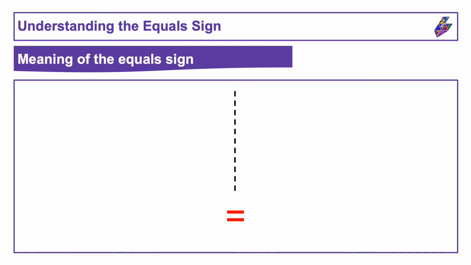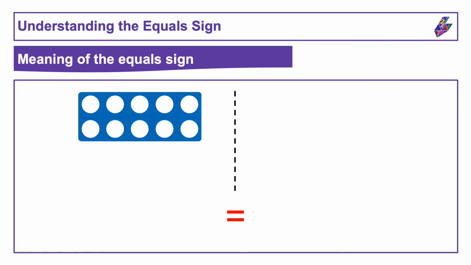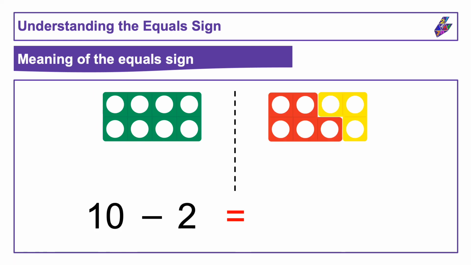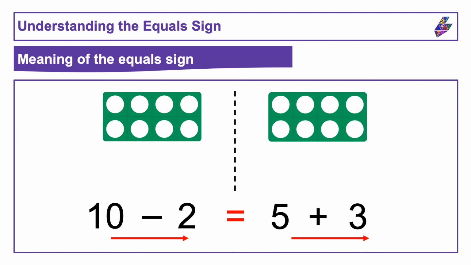We could even have subtraction on one side of the equal sign and addition on the other side of the equal sign, as long as the total values are the same. For example, 10 minus 2 is equal to 8, and 5 plus 3 is also equal to 8. Therefore, 10 minus 2 equals 5 plus 3. They both have a value of 8.